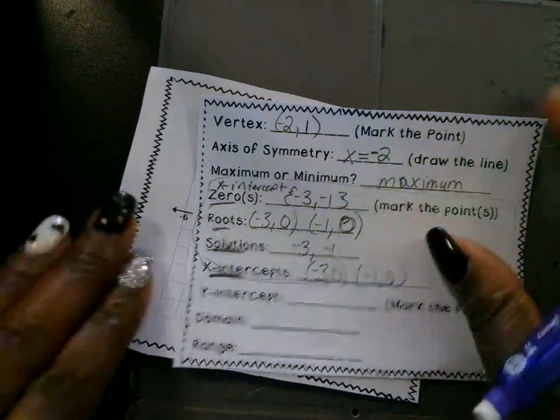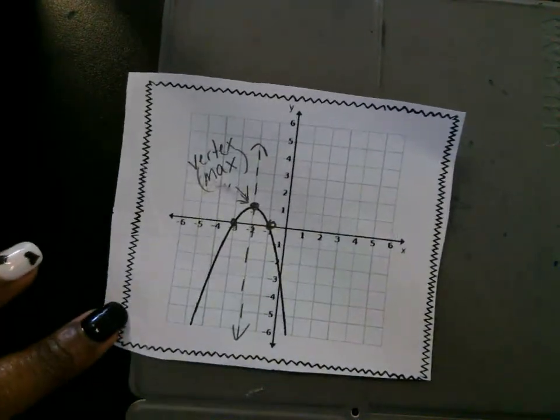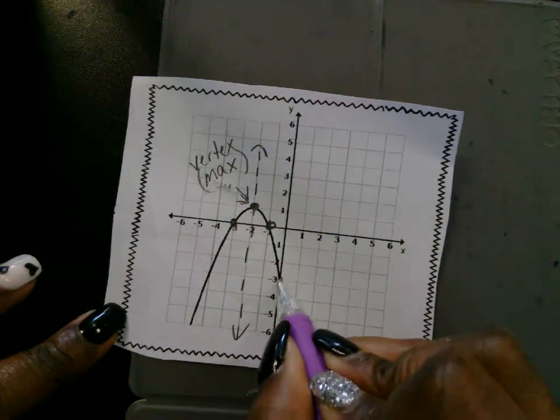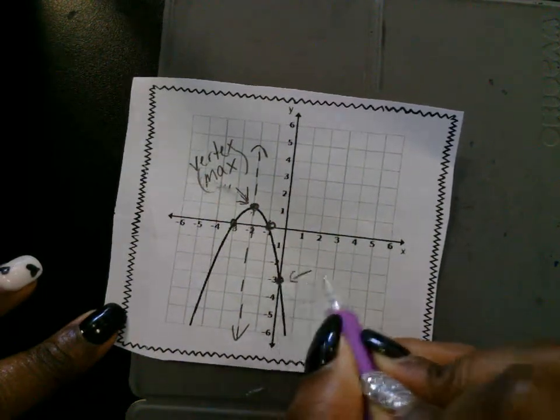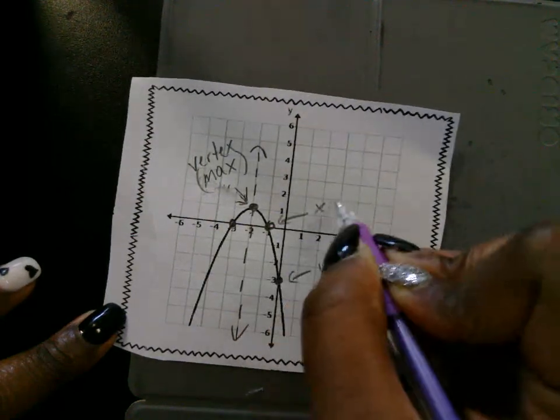Y-intercept. Where does the parabola cross the y-axis? Negative 3. It crosses right here at negative 3. This is x.